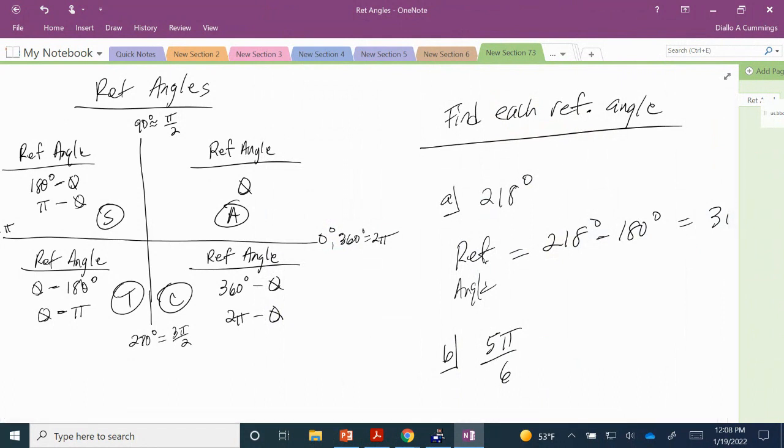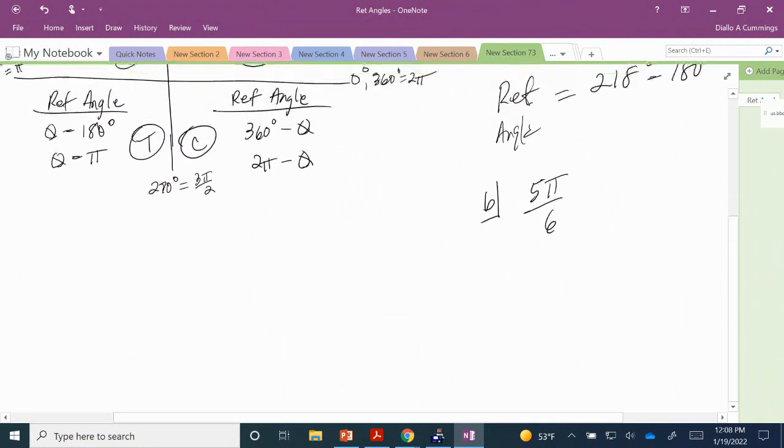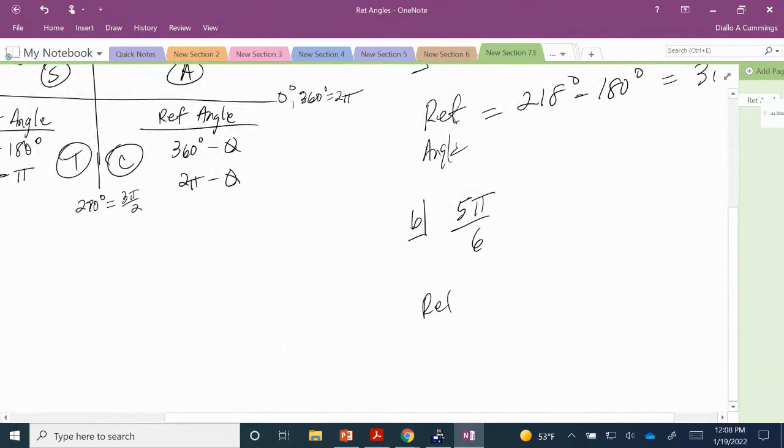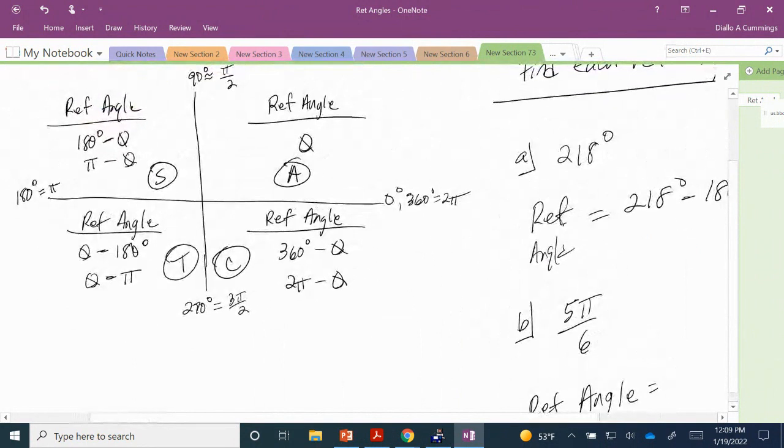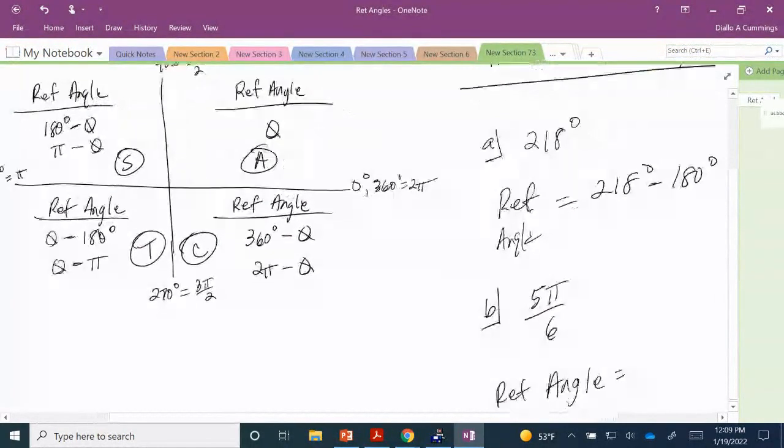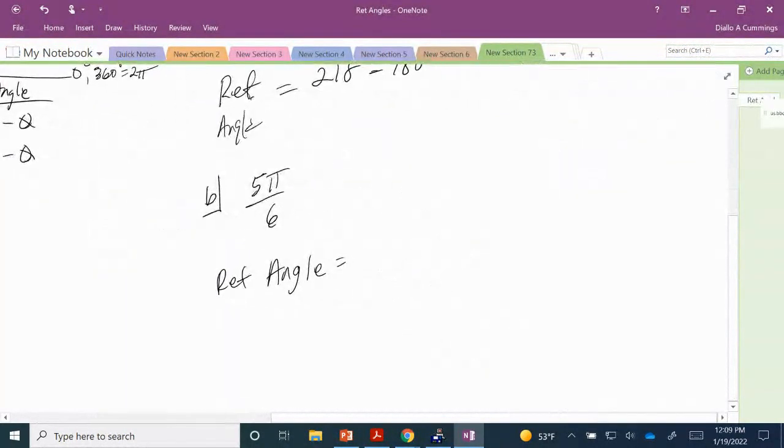So in order to find the reference angle, I'm going to just use the formula for a reference angle in the second quadrant. I'm given it's pi minus the given angle measure. So it's pi minus 5 pi over 6. So what I'm going to do is just convert both the fractions.